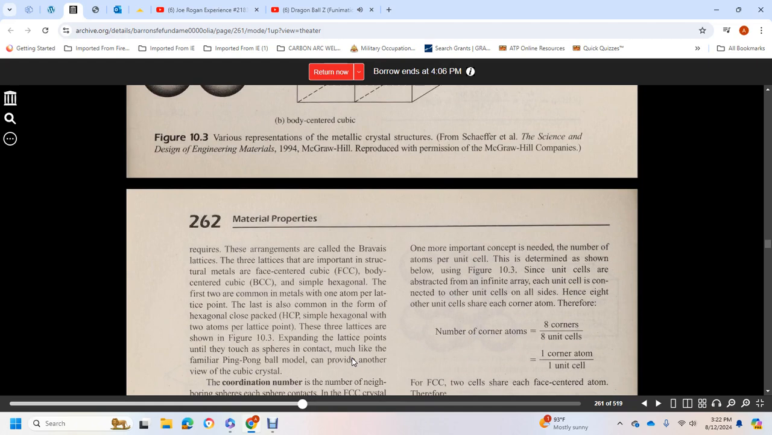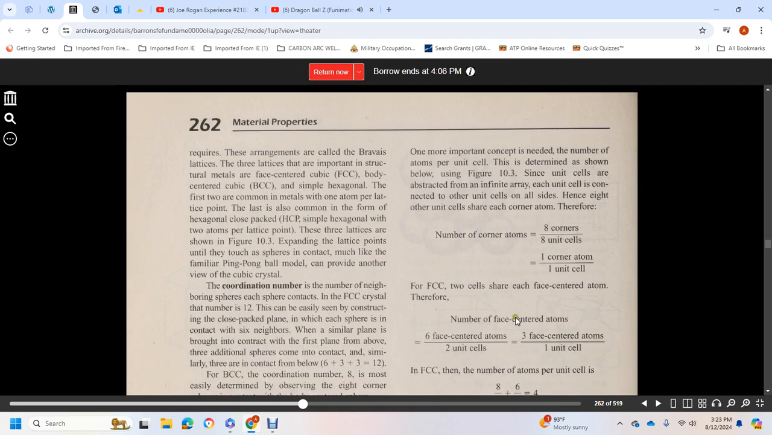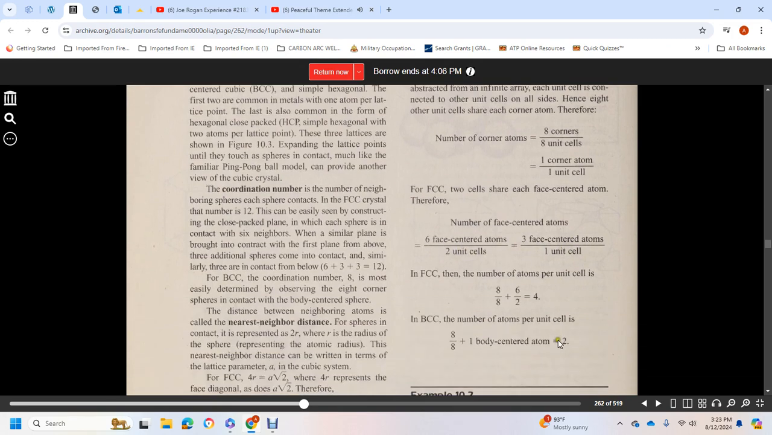One most important concept is the number of atoms per unit cell. This is determined as shown below using figure 10.3. Since unit cells are stacked in an infinite array, each unit cell is connected to other unit cells on all sides. Hence, 8 unit cells can share each corner atom. Therefore, the number of corner atoms is equal to 8 corners over 8 unit cells, or 1 corner atom per unit cell. The FCC unit cell also has face-centered atoms. Therefore, the number of face-centered atoms is equal to 6 face-centered atoms over 2 unit cells, or 3 face-centered atoms per unit cell.